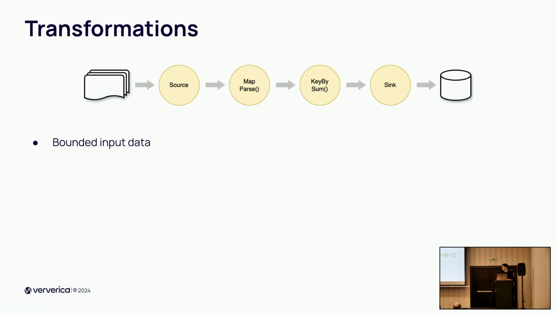But in that example, we looked at bounded data. Our input was a list of files or a table or a database, which has some bounded end-of-input indicator.